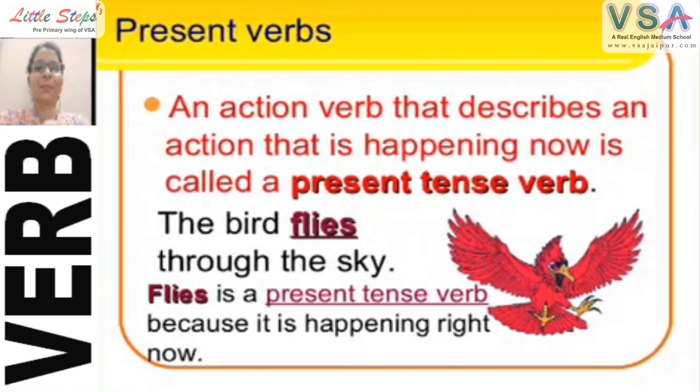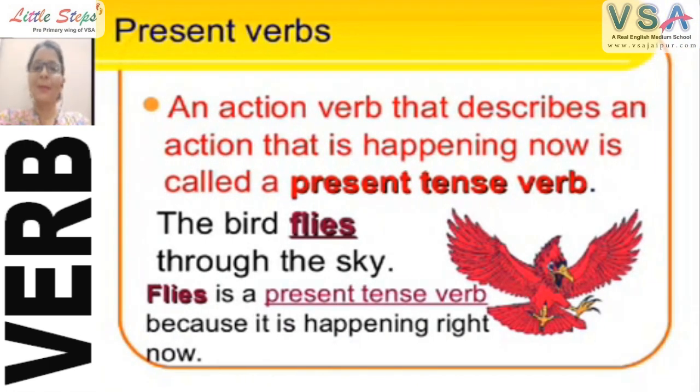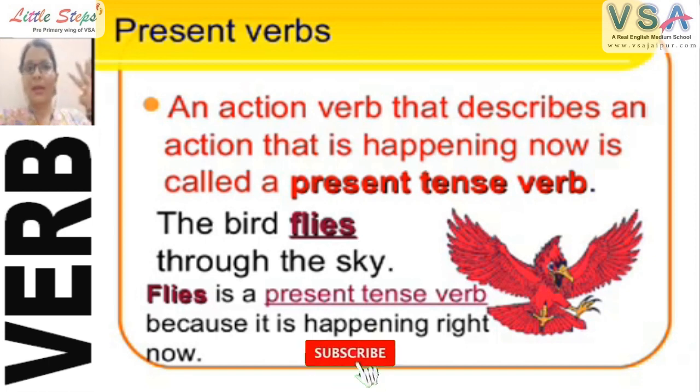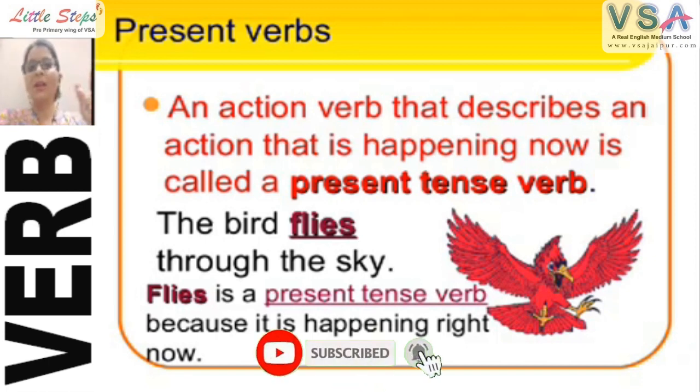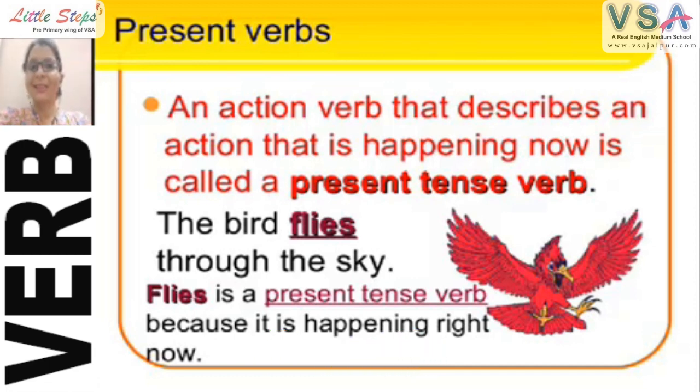Right? This is the present verb. We just talked about three kinds of verbs, right? Three types of verbs: action verbs, linking verbs, and helping verbs. But what are these present verbs? These present verbs include the action verbs. An action verb that describes an action that is happening now is called a present tense verb.